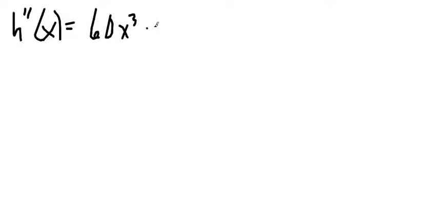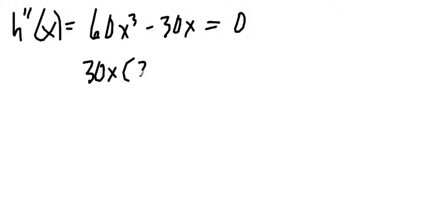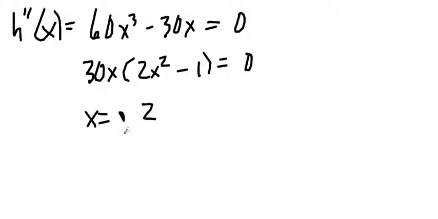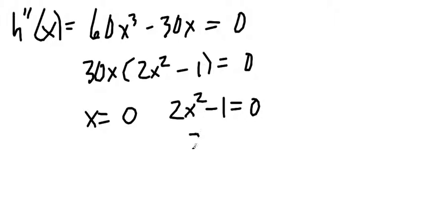Finally, let's figure out concavity. Again, our second derivative we just computed to be 60x cubed minus 30x. I'm going to set this equal to 0. I can factor out 30x, and I'm left with 2x squared minus 1 equal to 0. So either x is equal to 0, or 2x squared minus 1 is equal to 0. Adding 1 to both sides, I got 2x squared is equal to 1. Dividing both sides by 2, I get x squared is equal to 1/2.